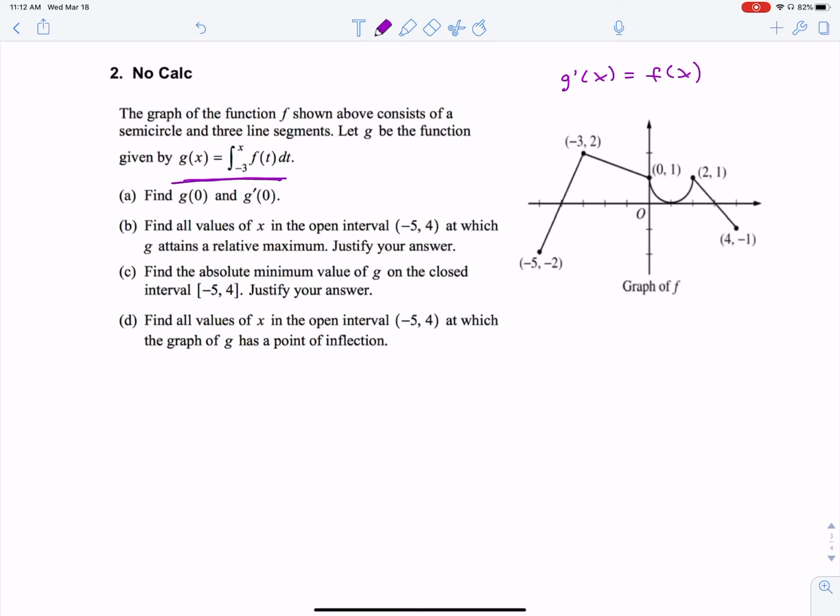So let's start off. We're going to go find g of 0. So according to this part right here, if I want to go find g of 0, then g of 0 is going to be the definite integral from -3 to 0 of f of t dt. That's just how it's defined. Okay, well, let's see what that equals. So let's look at the graph. That's going to be the stuff underneath the graph, all this stuff right here.